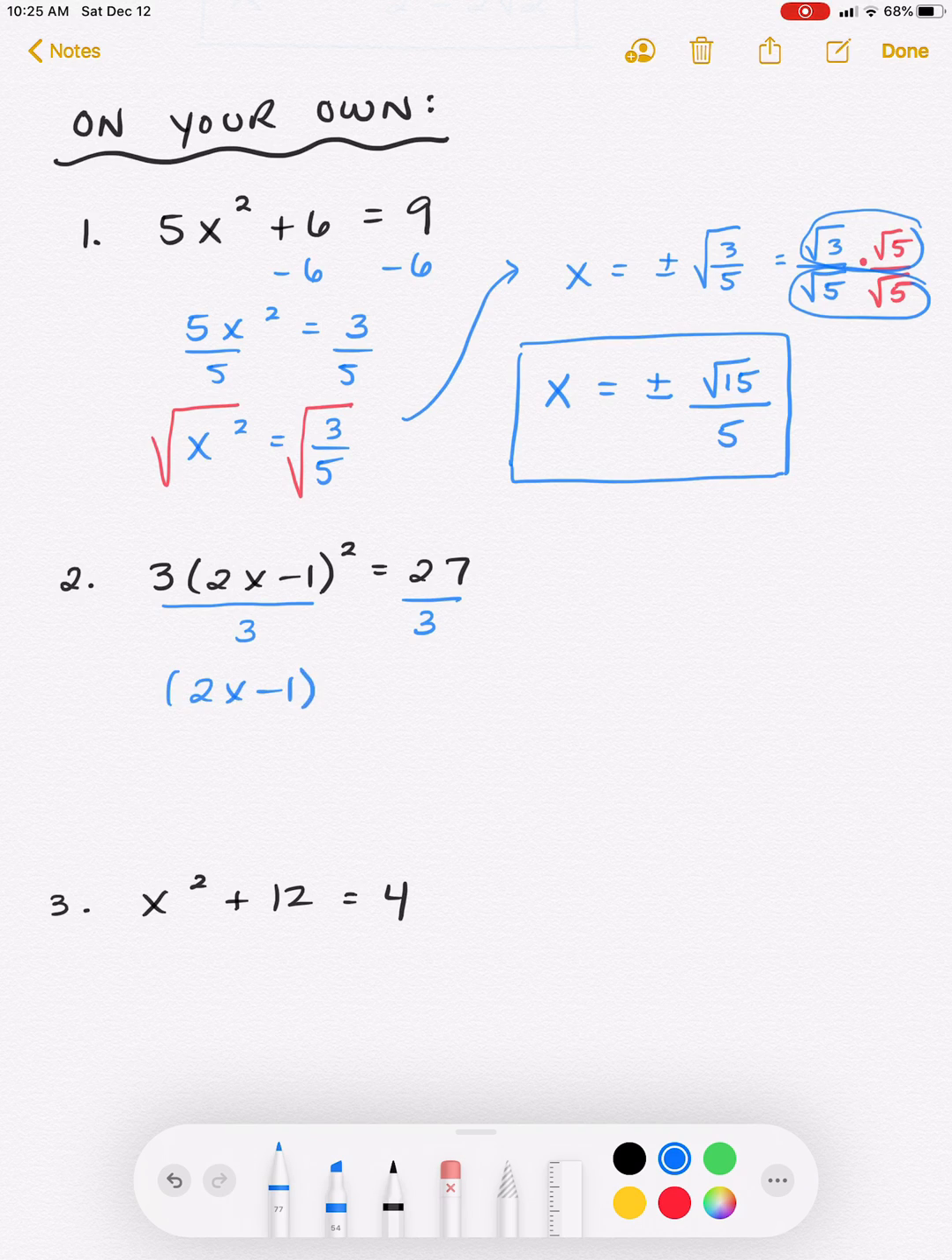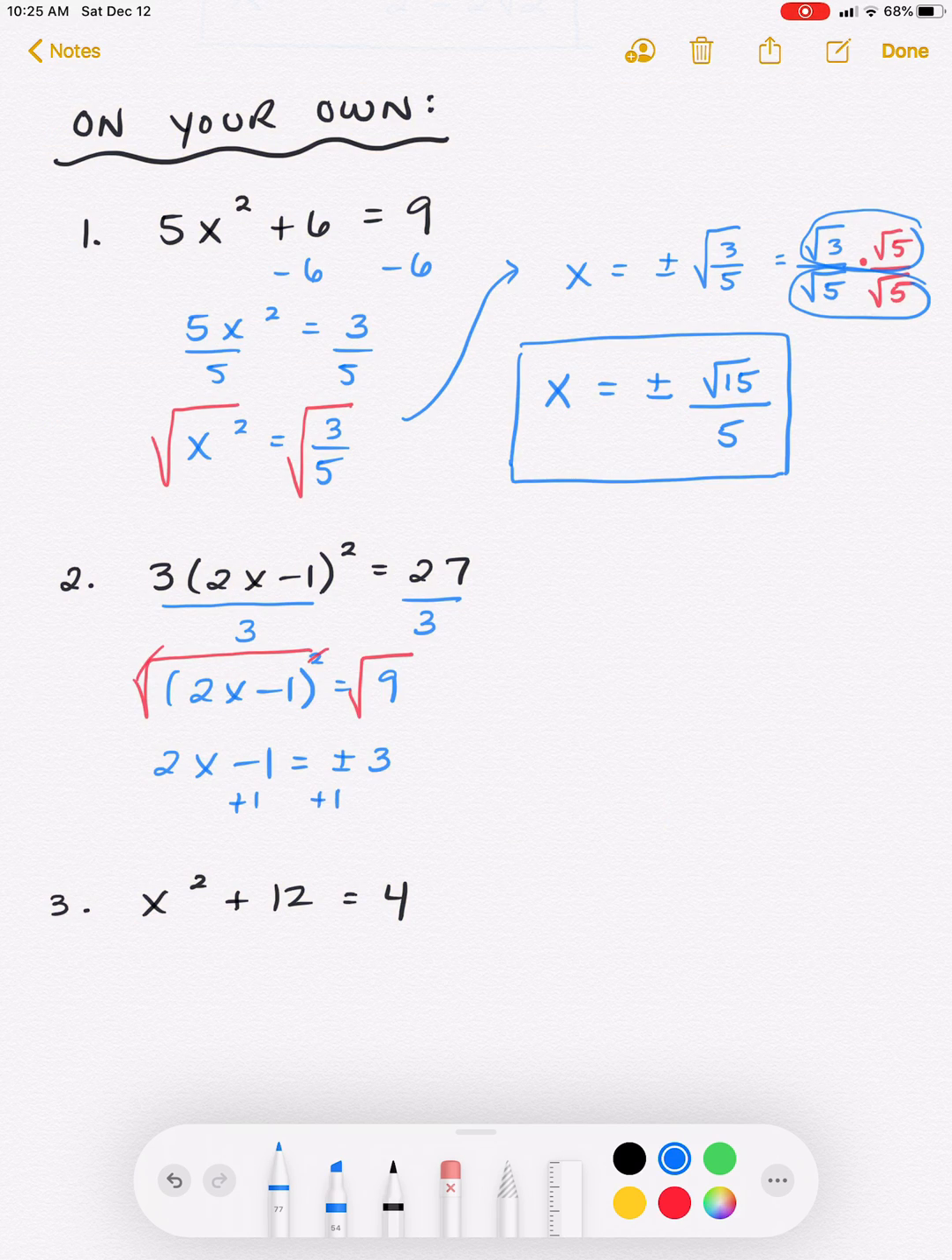And we get 2x minus 1 squared is equal to 9. This is the part where I'm going to square root both sides because I want to cancel out the squared. So 2x minus 1 equals plus or minus 3. That plus or minus is what we're going to put not at the end of the problem, but as soon as we're at that step where we square root both sides. All right, let's keep going.